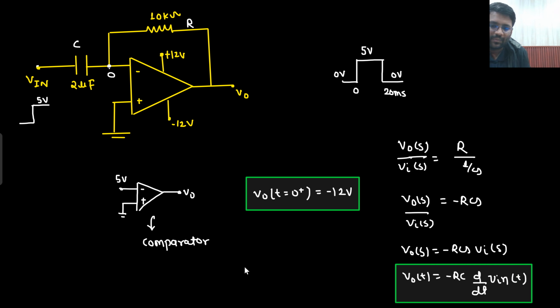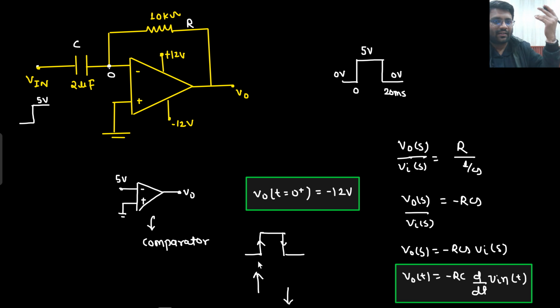Now, what is the input waveform that is given? This is the input waveform that is given, right? So the input waveform will be simply differentiated. So here there will be a positive impulse you will be getting, and here there will be a negative impulse you will be getting. Now, you are getting a positive impulse.